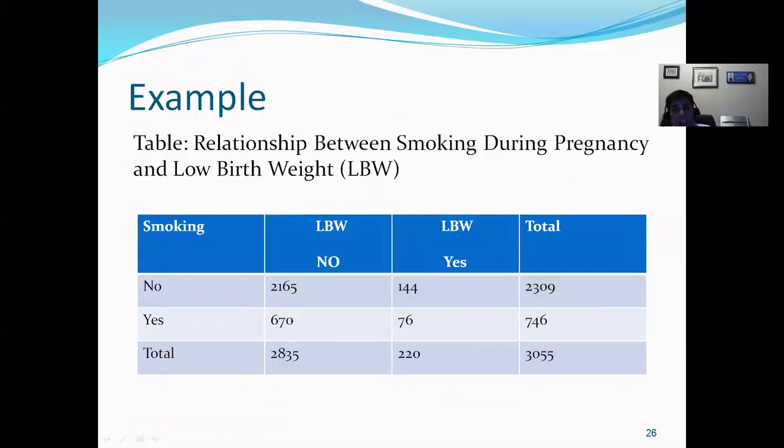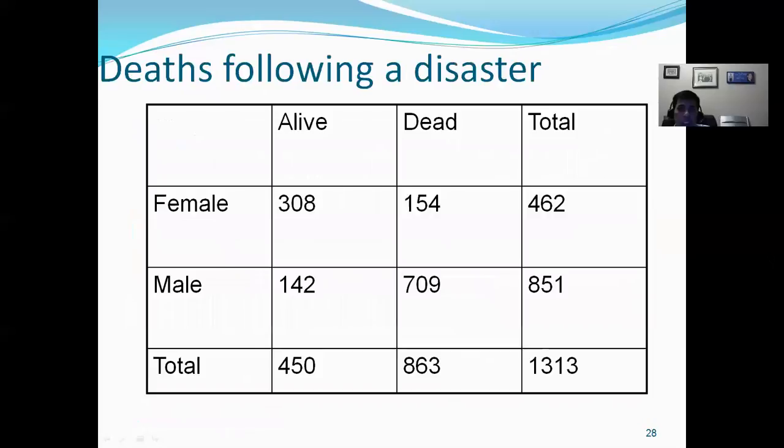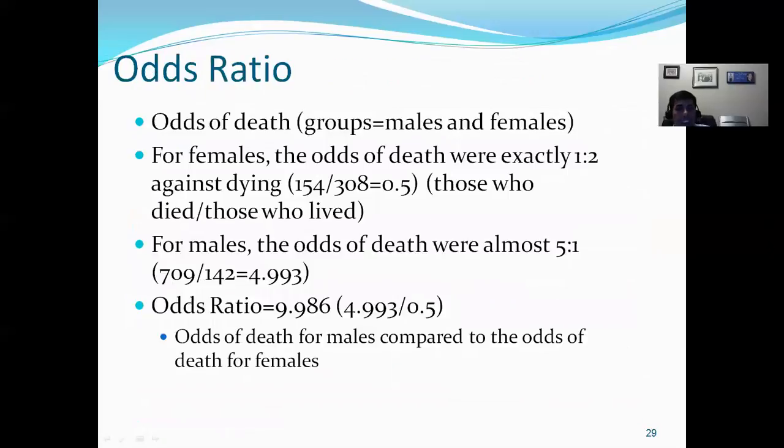All right. I think this is about low birth weight, but it's the same concept. So I'm just going to skip that one. So this is the summary slide. Odds ratio. Always look at it as the odds. This is an example about deaths. It always includes groups such as males or females.